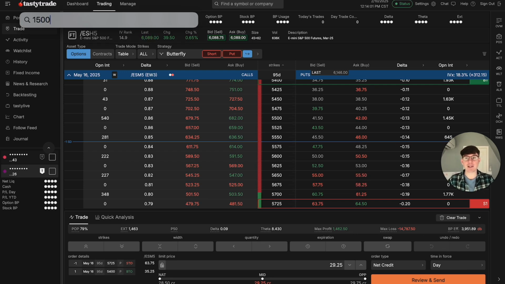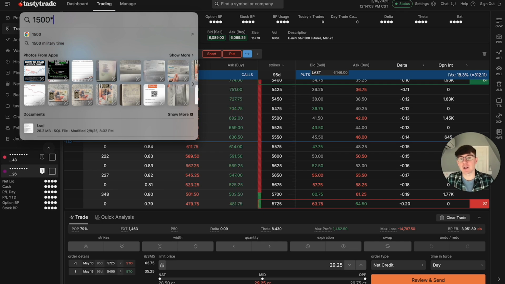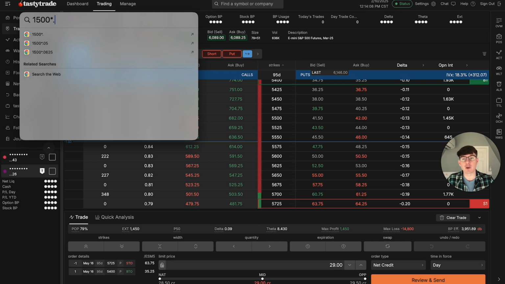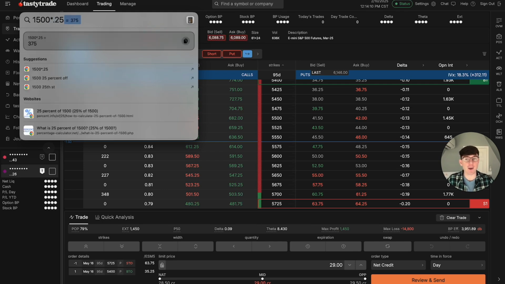I have the max potential to make $1,500. If I'm going to multiply this out, I'm going to multiply it by 25% because that's my 25% profit target. That gives me a max profit of $375. So again, $375 is the profit that I'm looking to target here.